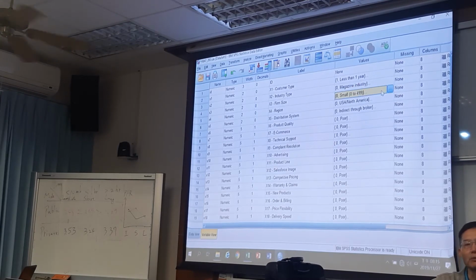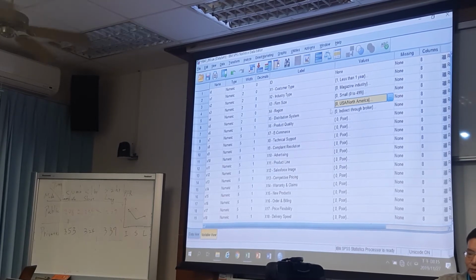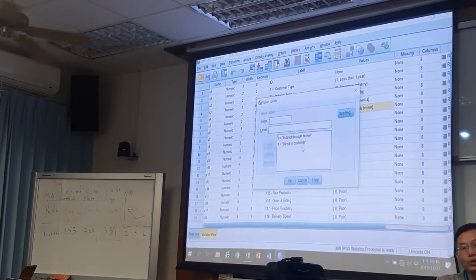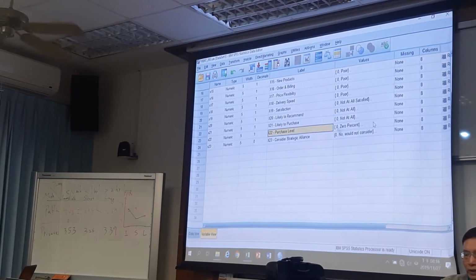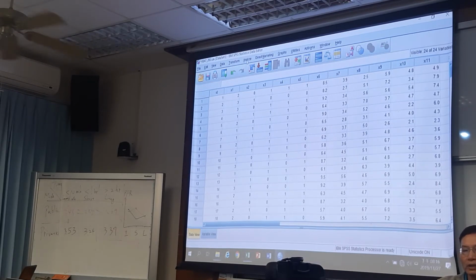0 means small company, where the number of employees is less than 500. x4 is region. Your customer is located in North America or outside North America, 0 or 1. x5 is the way to deliver your product to your customer: indirect through broker, through the mediator, or direct to customer, 0 or 1. The dependent variable in this case, I will use this one, from 0 to 100. Okay, five-way ANOVA.